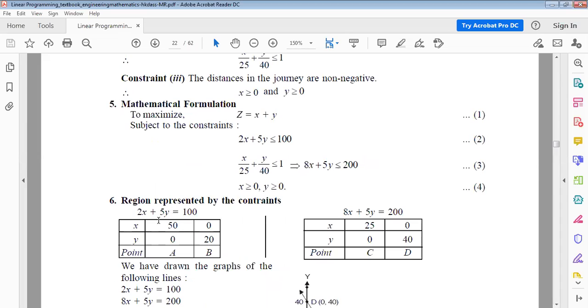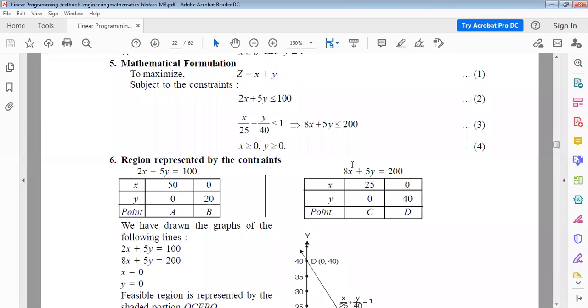Region represented by the constraints. Now we make each inequality into an equality equation. First of all, you have to make the inequality an equality equation. Then for the first inequality, we get 2x plus 5y equals 100. So putting y equals 0, we get x equals 50, and putting x equals 0, 5y equals 100, that means y equals 20. So we get 2 points, A and B.